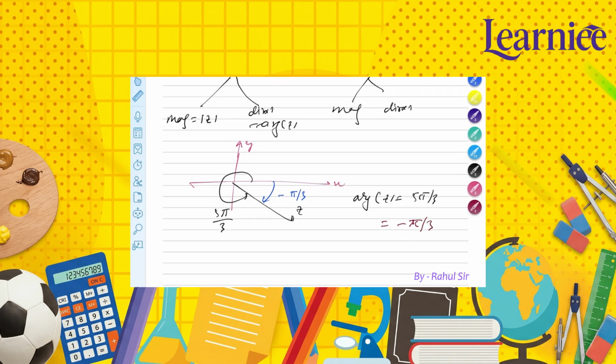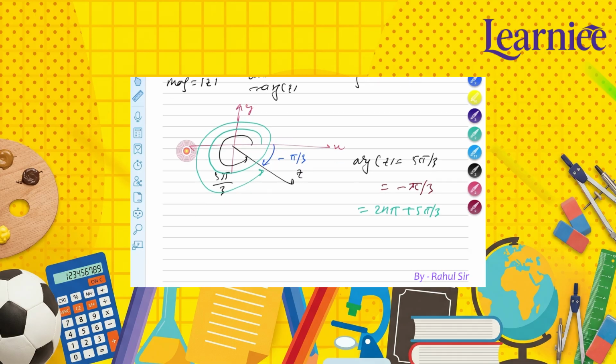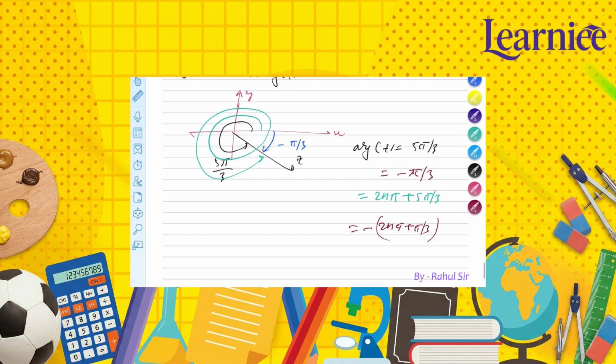In fact, we can also say that, let's say this goes like this and around again. So the argument can be written in general as 2n pi plus 5 pi by 3. And in the same way we can measure in the clockwise sense. Then in this case it will be minus 2n pi plus pi by 3, but since it is the clockwise sense we'll have a negative here. Okay, so infinite arguments are possible. The important thing is the argument can have infinite values.